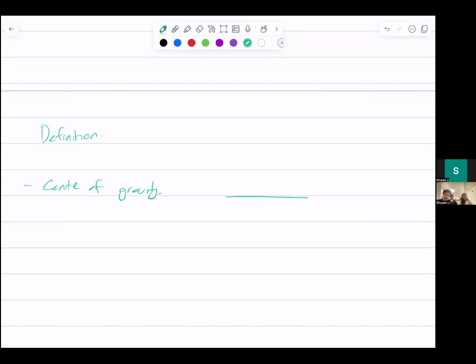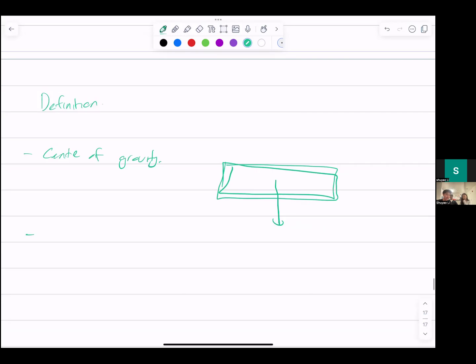Usually we're used to very simple objects, so the center of gravity is just going to be right there in the middle. And then the second one is the center of mass. Center of mass is a point where all the mass is concentrated. Again, for a very simple object like this, it's just going to be right in the middle.